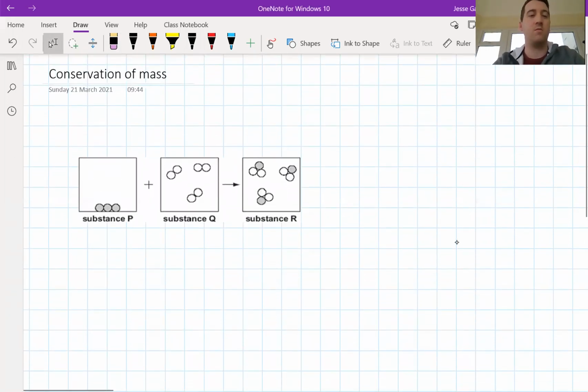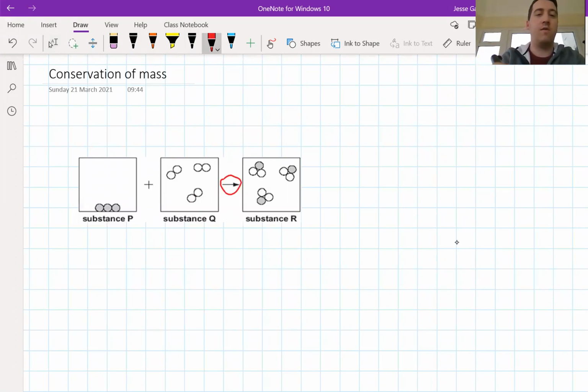We're going to look today at something called the conservation of mass. So take a look at these diagrams. What you see here is a chemical reaction where we have substance P adding together or combining with substance Q to produce substance R. Now we know it's a chemical reaction because of this arrow. This arrow says it's a chemical reaction.